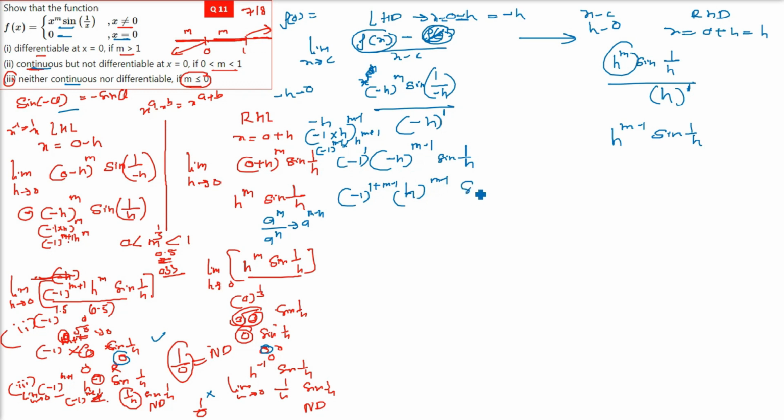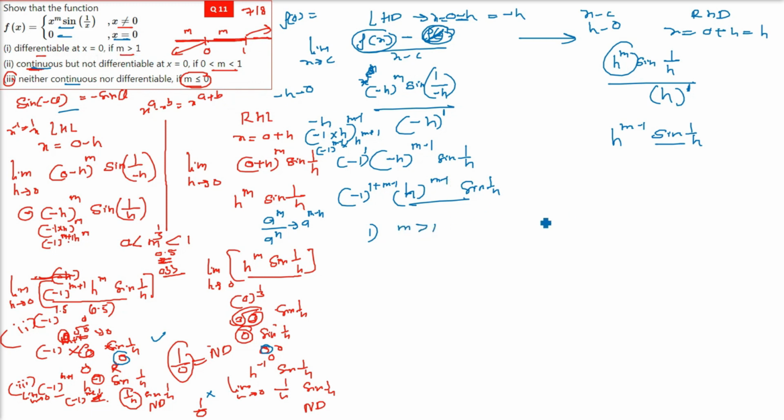So h raised to the power m minus 1 sine 1 by h. So both the terms are equal now. Now we can discuss for any of the LHD and RHD. First case is when f is differentiable at x equals 0, when m is greater than 1.